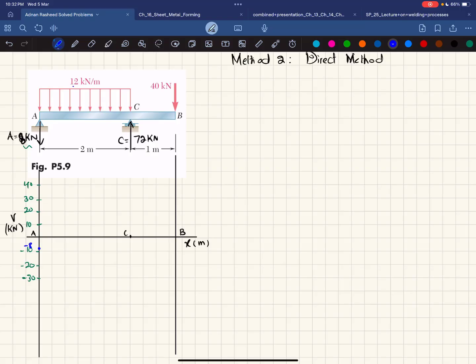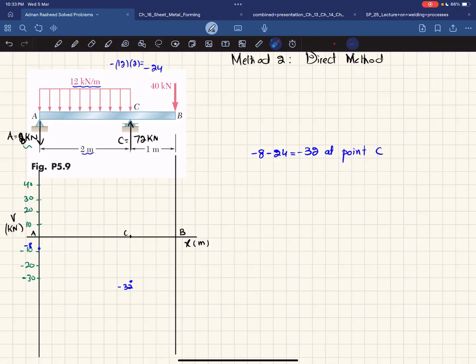Now at point C, when this distributed load of 12 is multiplied with 2, it will give you minus 24 because it is downward. So 12 multiplied by 2 will give you minus 24. Now what will be the total shear force at point C? You can see minus 8 is already there and minus 24, which will bring it to minus 32. So it will be somewhere here, minus 32. Minus 8 is already there and minus 24 is equal to minus 32 at point C.